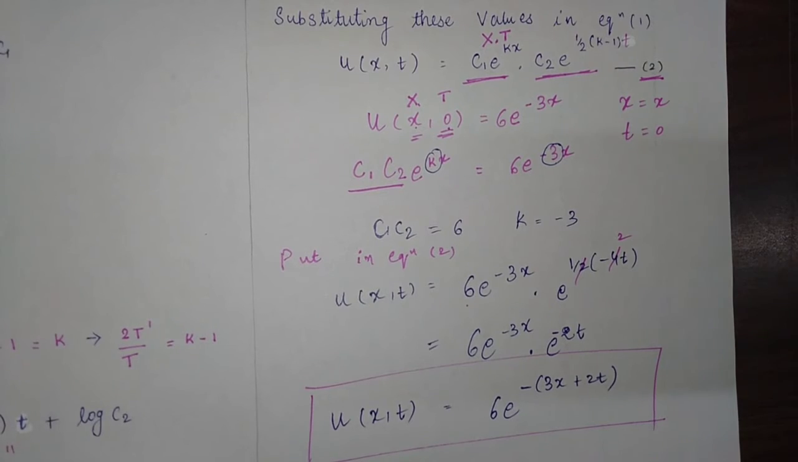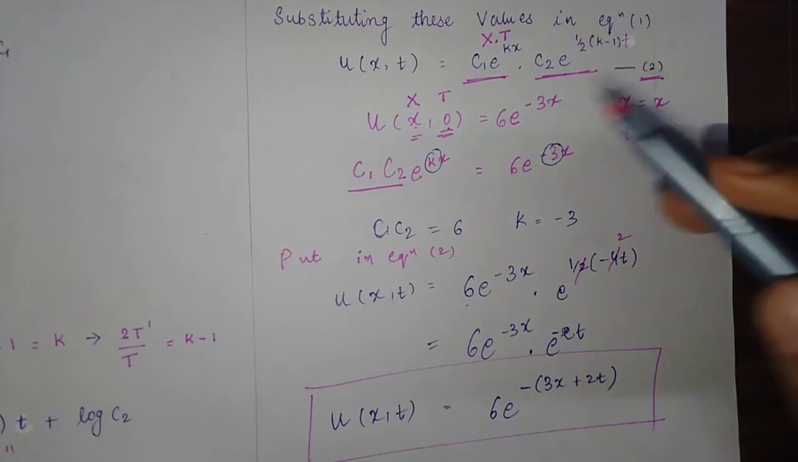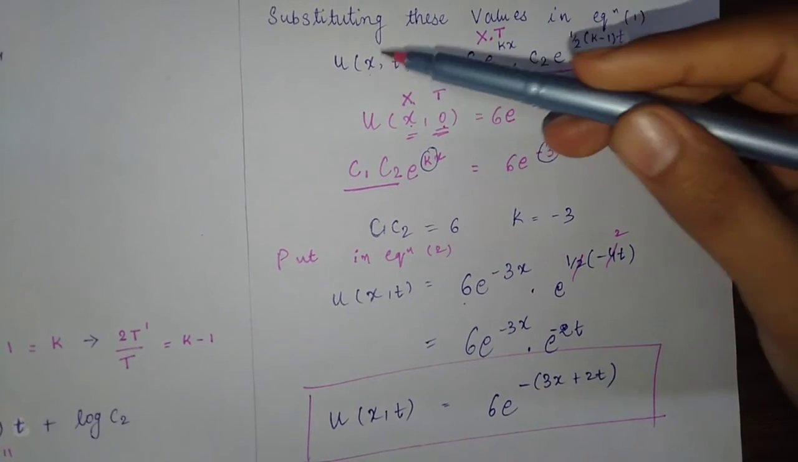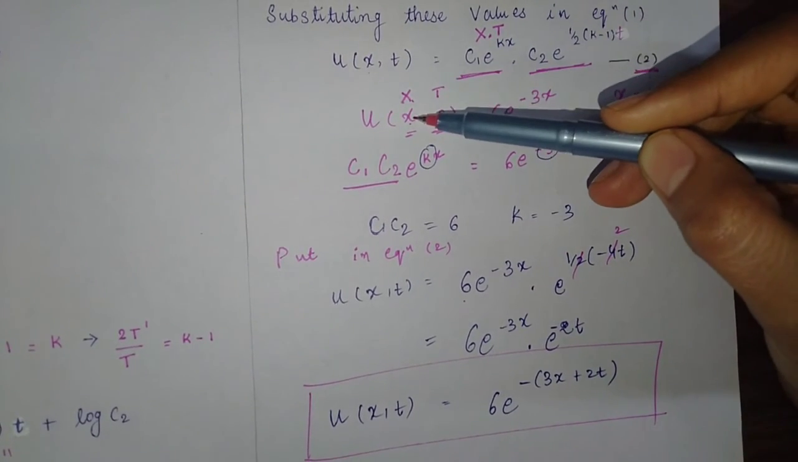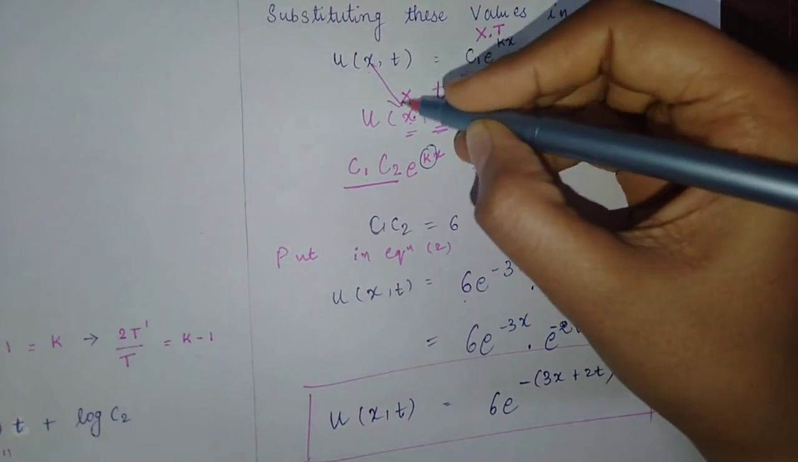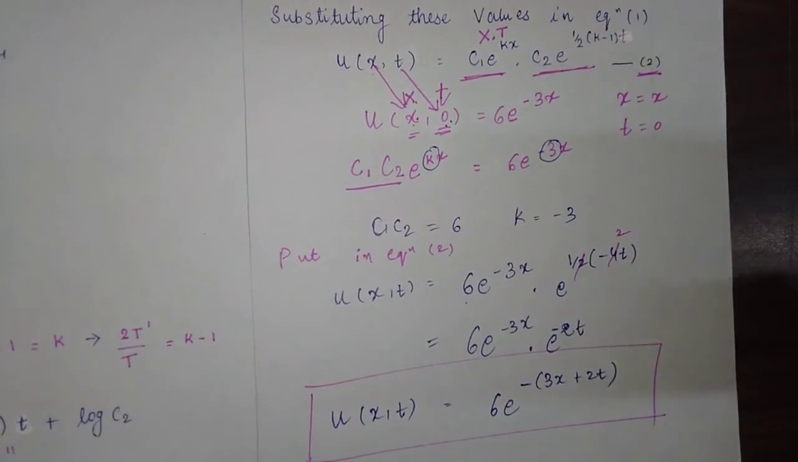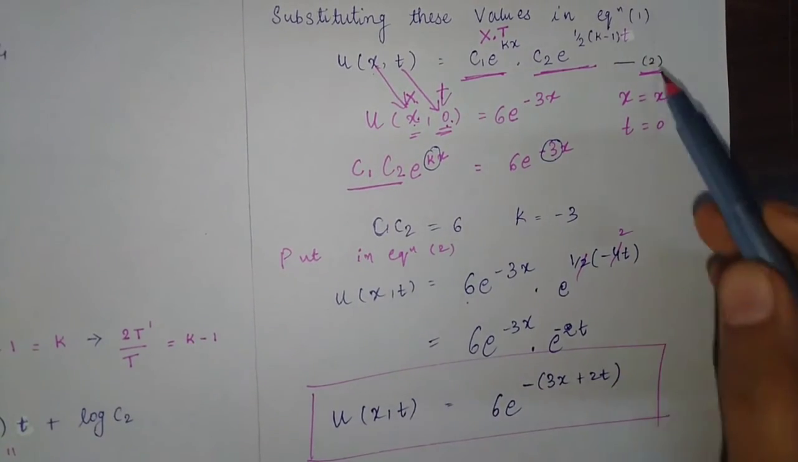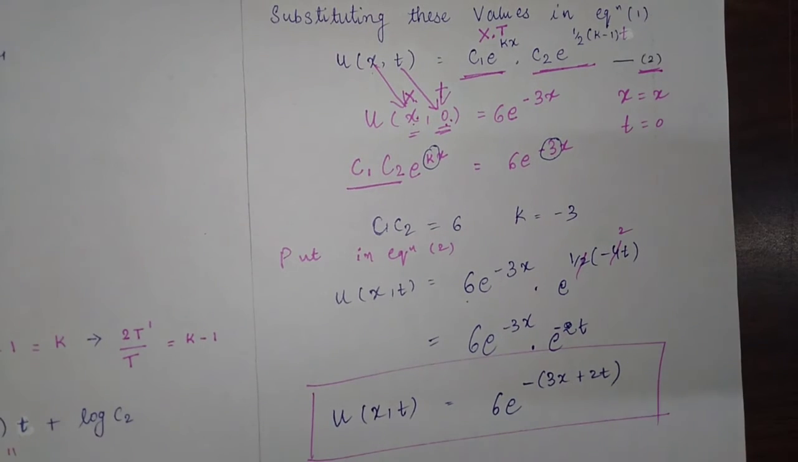Okay. So whenever you are given such conditions of x comma 0, then you have to compare it with this equation. That is, in place of x you have to write x, but in place of t you have to write 0. You have to compare here. Okay. So you will get such two terms, and those terms you have to substitute in the main equation. So you will get the final answer. Okay.